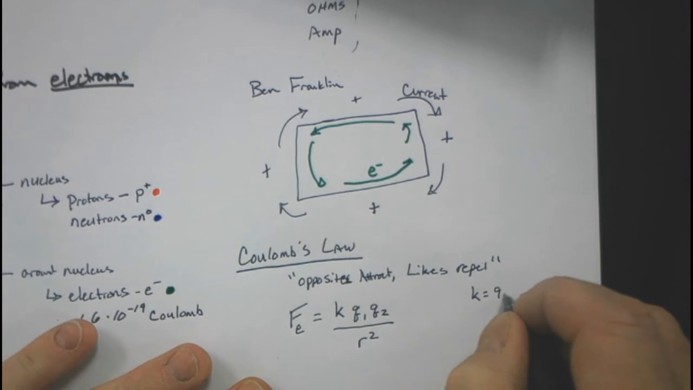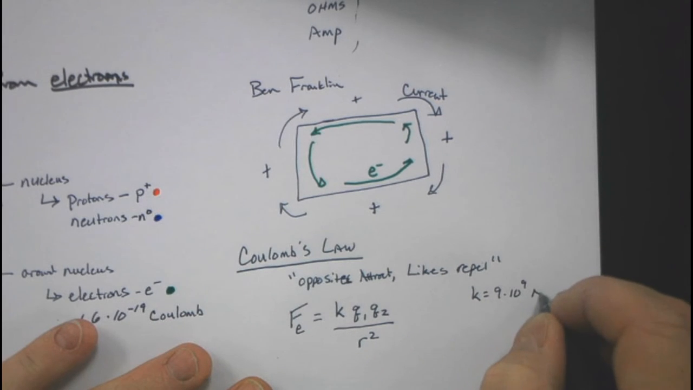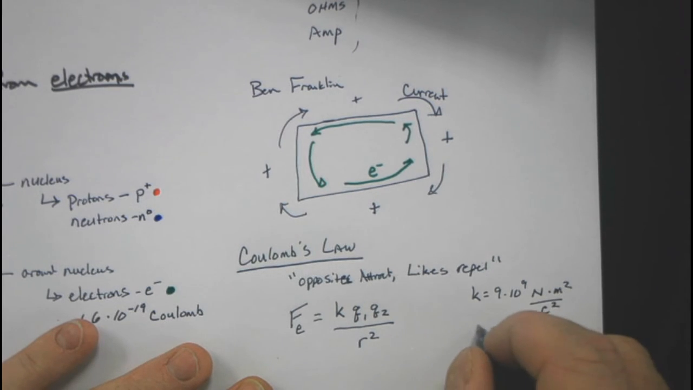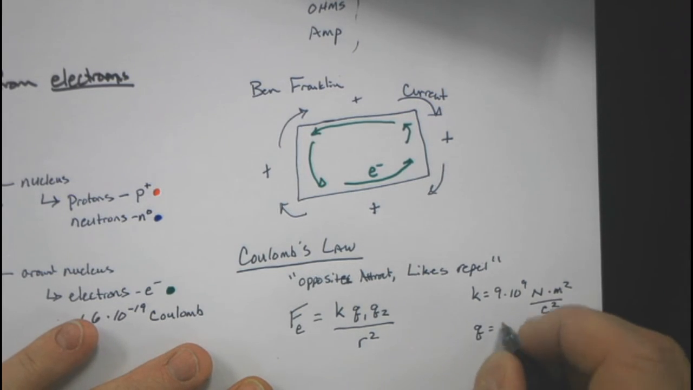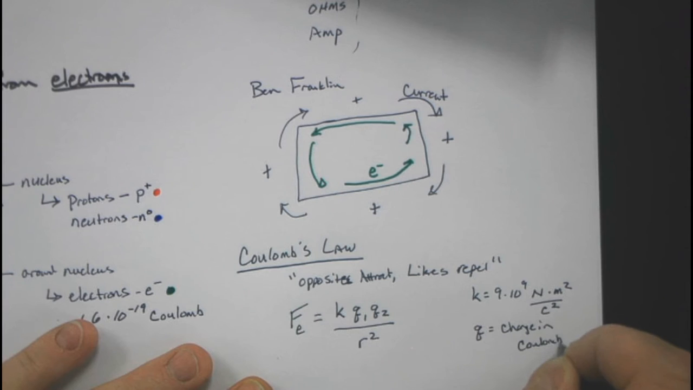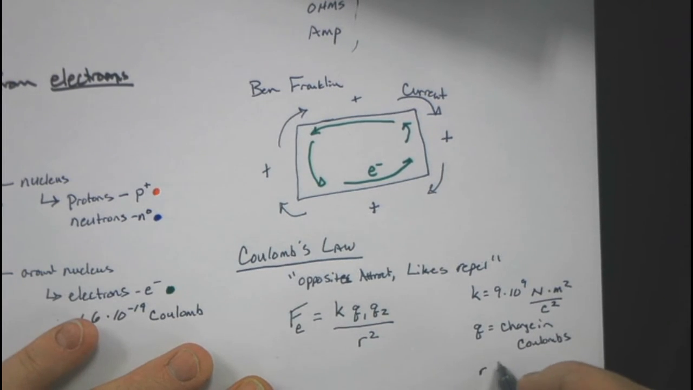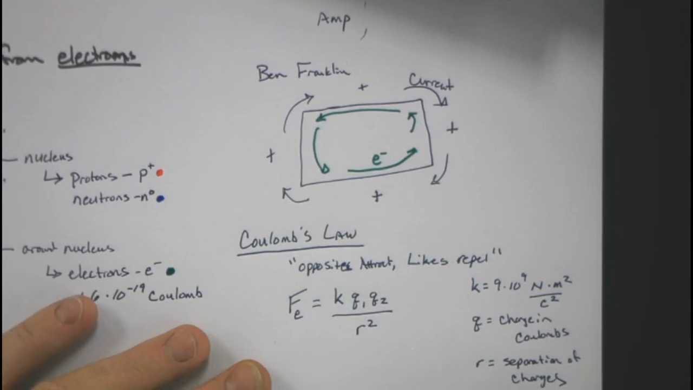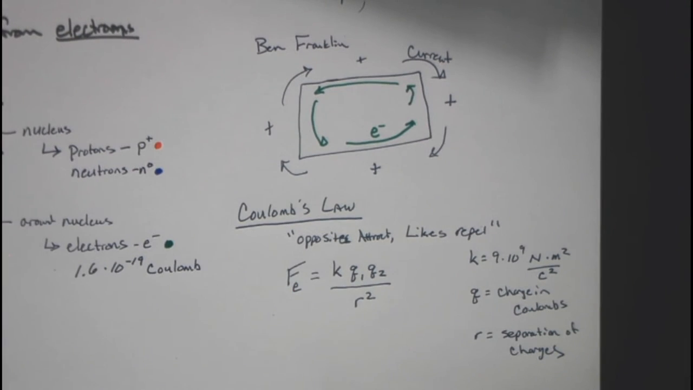Okay, so K equals 9 times 10 to the 9th Newton meter squared per Coulomb squared. Q is charge, charge in coulombs. And R is the distance, the separation of the charges. And so whenever we write this little Q, that means our charge, and that's going to be in coulombs.